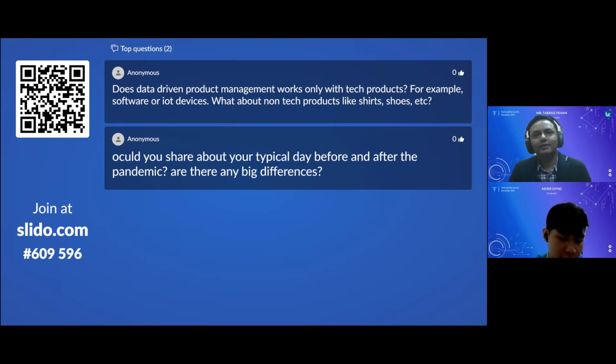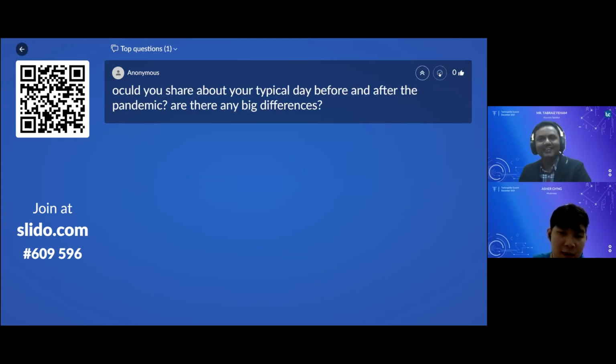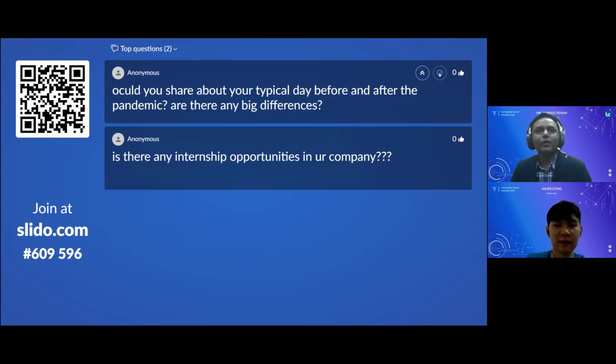And for the last question, could you share about your typical day before and after the pandemic? And are there any big differences? Oh, not a big difference. It's upside down. It's completely upside down. So honestly, being in the software development industry, we are kind of blessed as well that in the software industry, you don't have to be physically in the office anymore. And the pandemic has actually taught us this lesson that we still could develop, we still could deliver great product experiences.